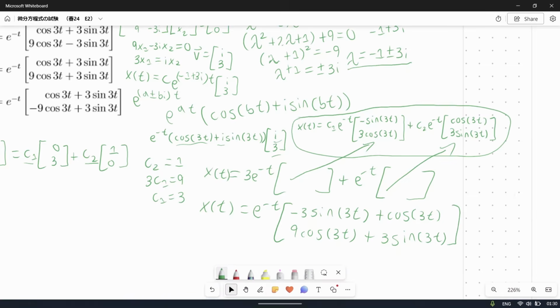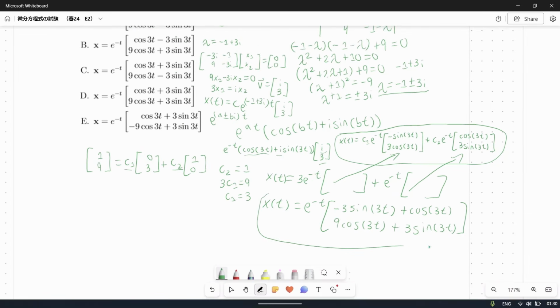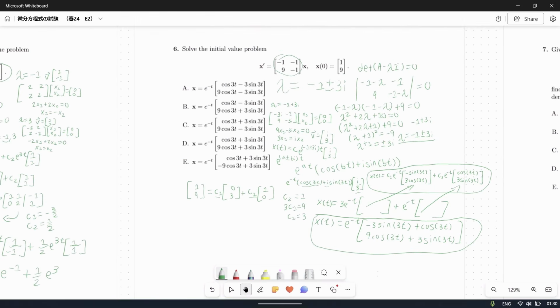So let's see if we can get an answer from this. So yeah, this will end up being our final answer, I believe. Is there an answer that looks like this? So we have cosine of 3t, 9 plus 3. Yes, okay, so I believe the answer to this question should be B.